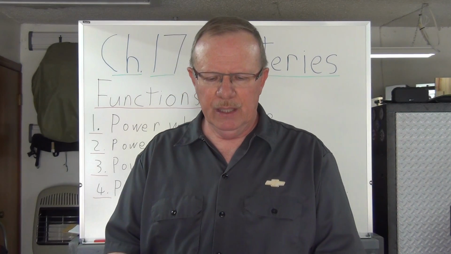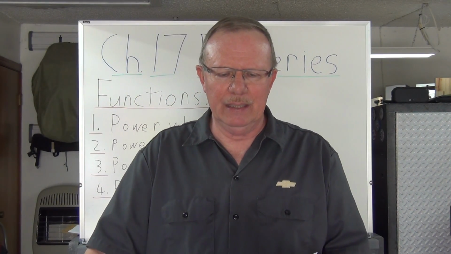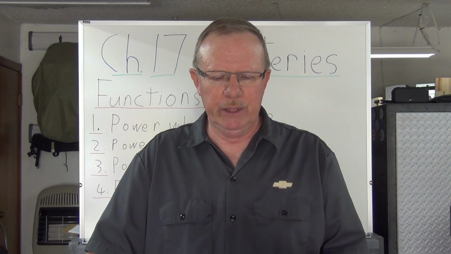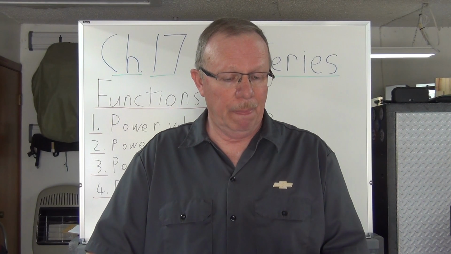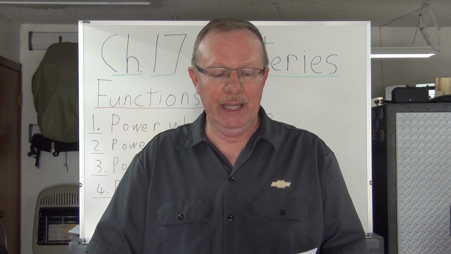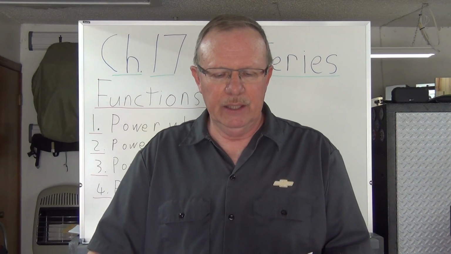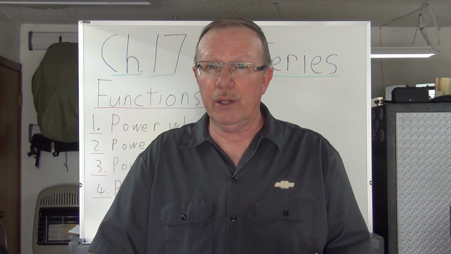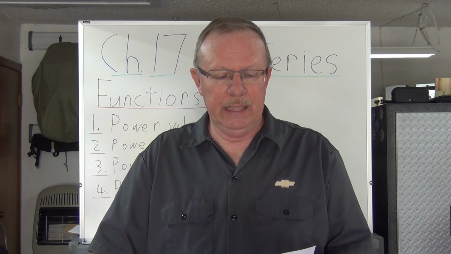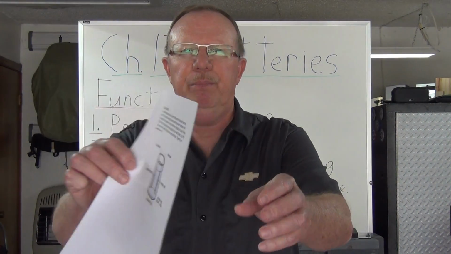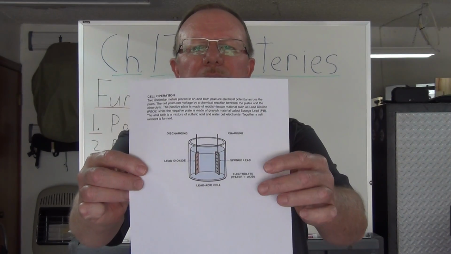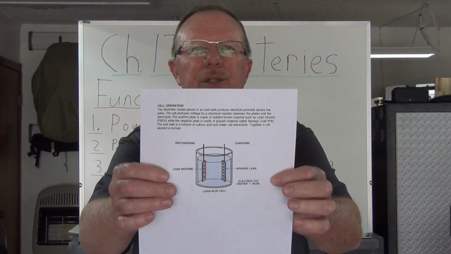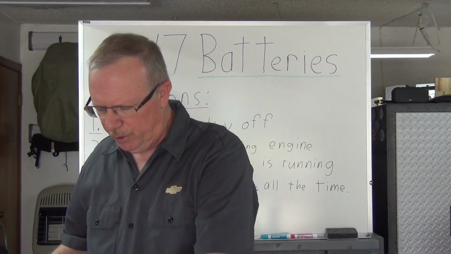It says cell operation. The two dissimilar metals placed in an acid bath produce electrical potential, it's a good word, across the poles. The cell produces voltage by a chemical reaction between the plates and the electrolyte. The positive plate is made of a reddish-brown material such as lead dioxide, PbO2, while the negative plate is a grayish material called sponge lead, or just Pb. The acid bath is a mixture of sulfuric acid and water, the cell electrolyte. Together a cell element is formed there, and they have a nice little picture of what that looks like. If you don't have a copy of this, we've got two different plates there dipped into a solution. Okay? All right, so let's move on a little bit more on that.